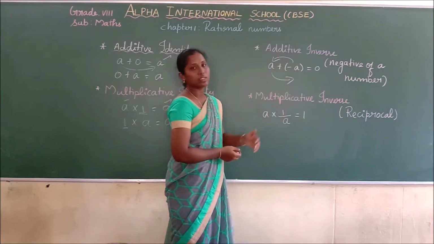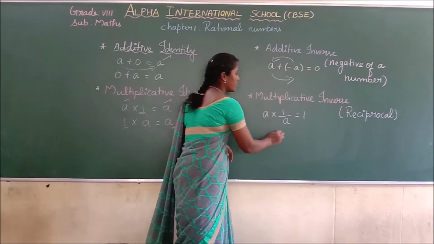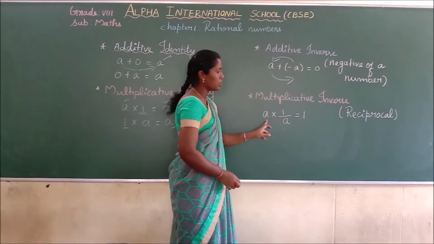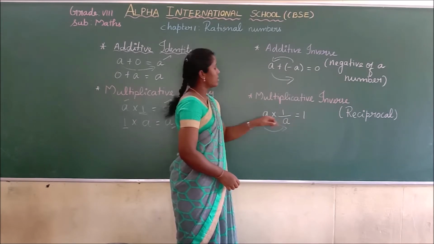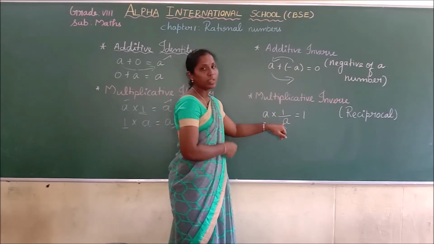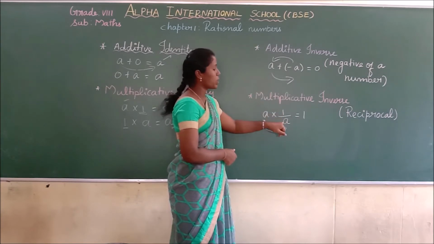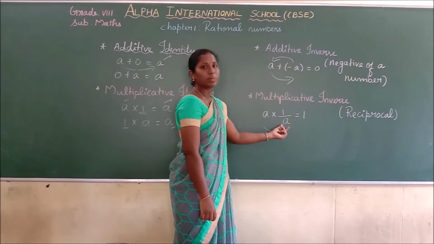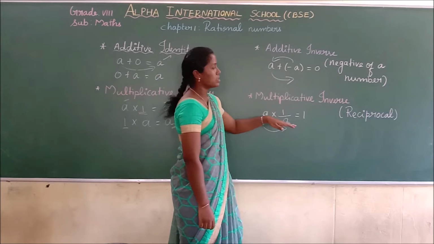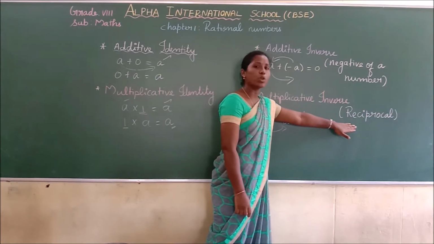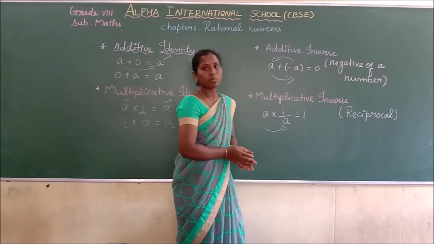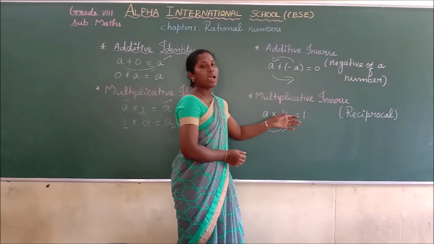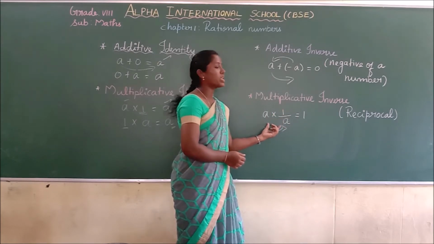Now, multiplicative inverse. Multiplicative inverse means if you take the product of any two numbers and the result is 1, then we can say that the two numbers are multiplicative inverses of each other. For A, we can say 1 by A. If you cancel this, the result is 1. So for A, 1 by A is the multiplicative inverse. So multiplicative inverse is simply the reciprocal of the given number. You can't say any particular number is the multiplicative inverse. For the given problem, you define the reciprocal of the number and say that it is the multiplicative inverse of the given number.